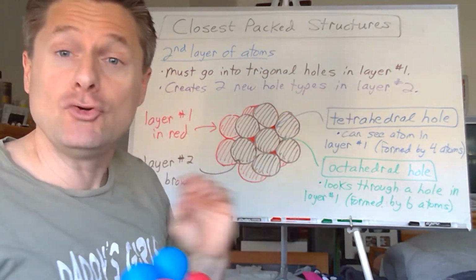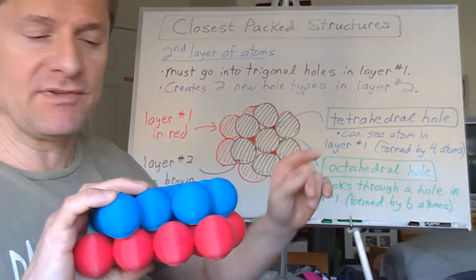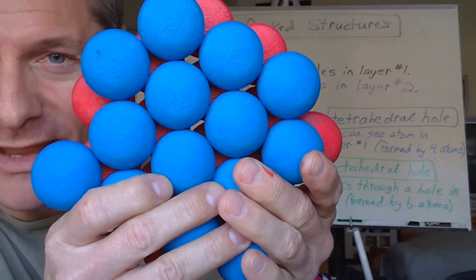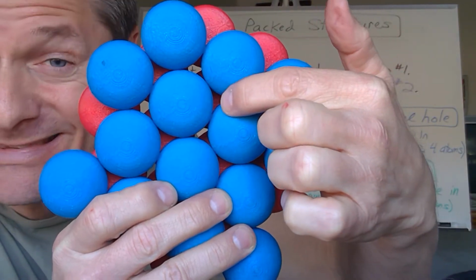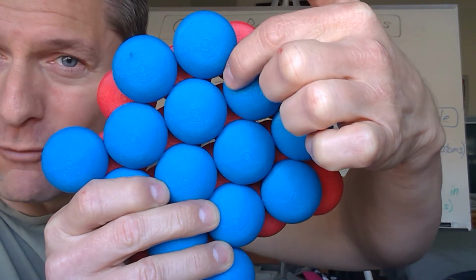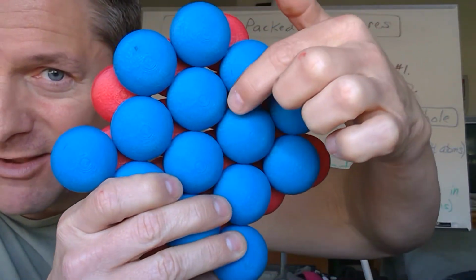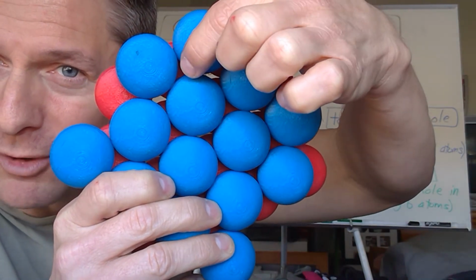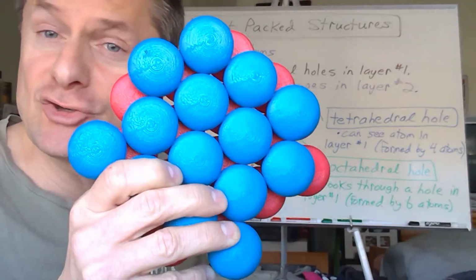This creates 2 new hole types in layer number 2. So let's take a look, and then we'll see how it is on the board. Based on where it stacks, now look through. Can you see through that hole there, right? See those 3 atoms? You can see the red atom in layer number 1. But in the one next to it, we're overlooking that trigonal hole in layer number 1. You can see the difference, right? And they alternate. So there's overlooking an atom in layer 1, overlooking a hole in layer 1, overlooking an atom, overlooking a hole, overlooking an atom, overlooking a hole. You can see the 2 different types of holes.